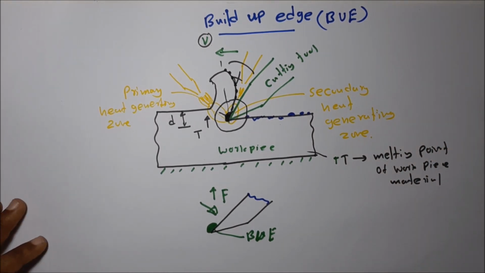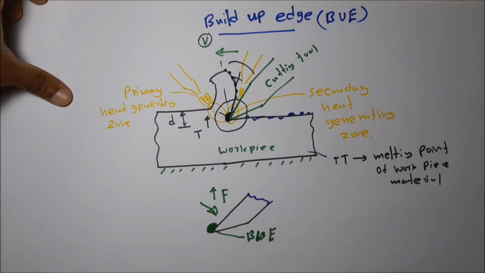Okay. Then let's move to some calculations regarding two-dimensional metal cutting operations. In the last class we discussed that two-dimensional metal cutting operation means the orthogonal metal cutting operation.